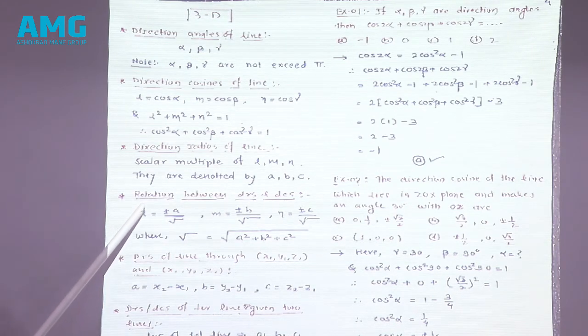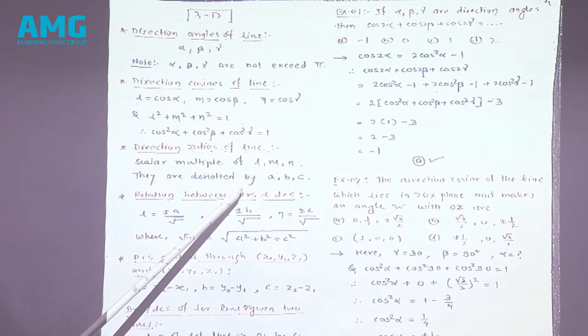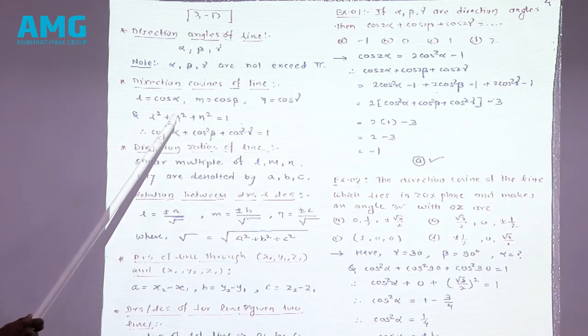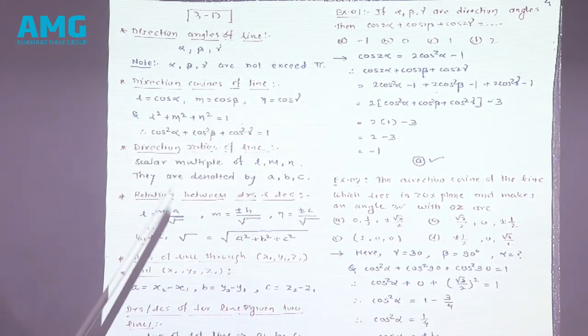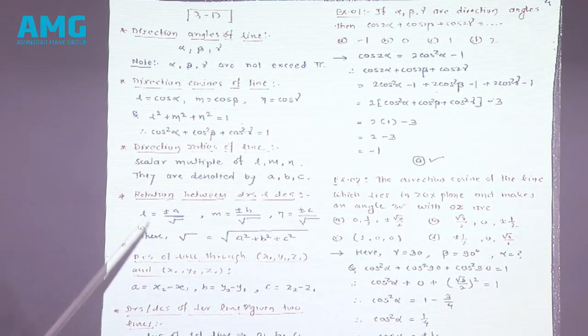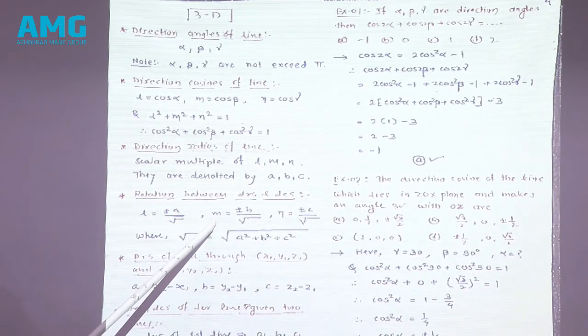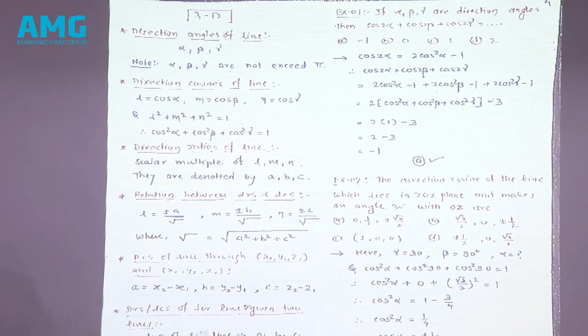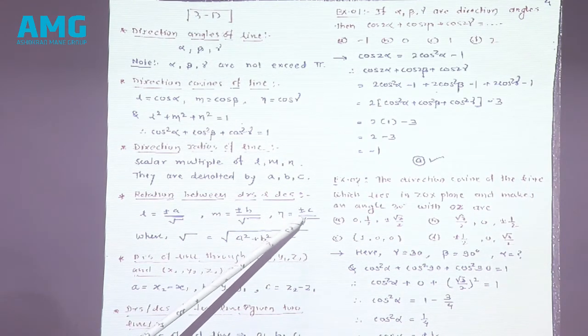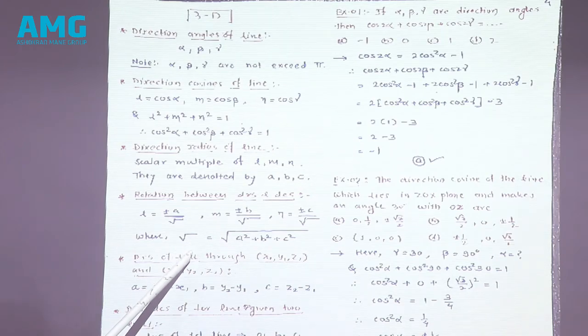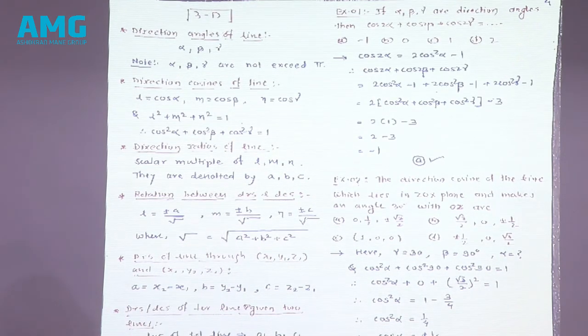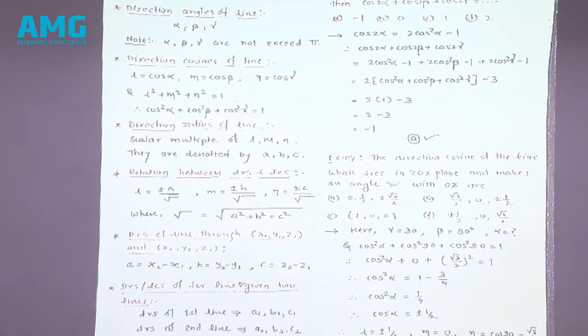Next, the relation between direction ratios and direction cosines. Direction ratios means ABC. Direction cosines means L, M and N. Our target is to find L. The formula related to that is: L is equal to plus or minus A upon root, M is equal to plus or minus B upon root, and N is equal to plus or minus C upon root, where root is nothing but root of A square plus B square plus C square. Now, this is the relation between DCS and DRS.